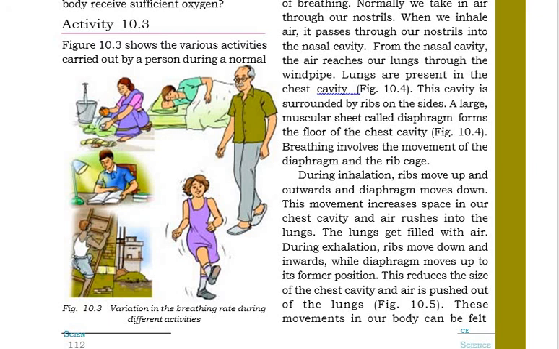Lungs are present in the chest cavity. This cavity is surrounded by ribs on the sides. On both sides there are some semicircular bones called ribs. One end of the ribs is attached to the chest bone and the other end is attached to the backbone. And the last two pairs are hanging ones. They are floating ribs.